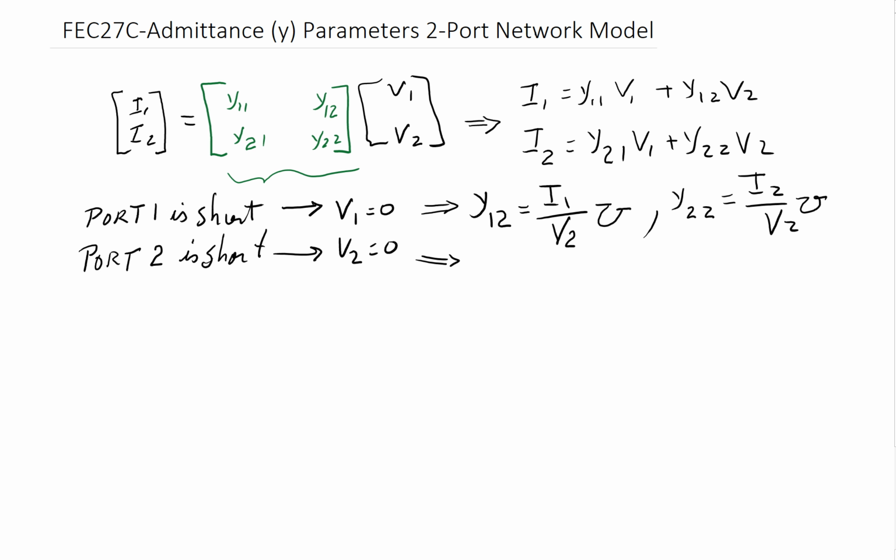Now if we apply that to the above equations, Y11 under this particular condition is equal to I1 over V1. Again, the units are mhos, upside-down ohms, or Siemens. And then Y21 is equal to I2 over V1. Okay, so these are the rules.